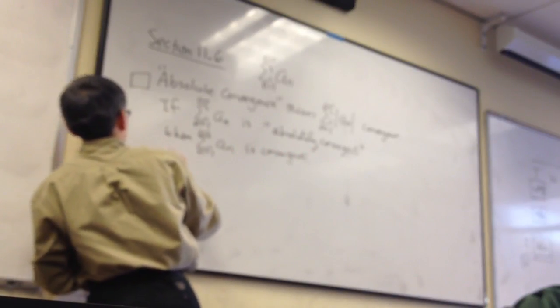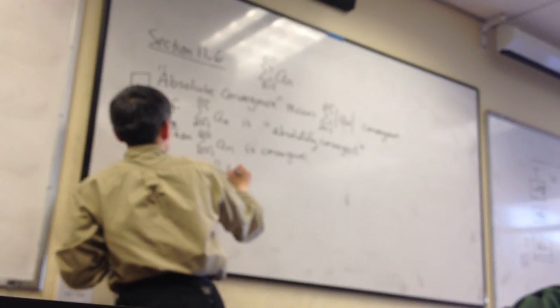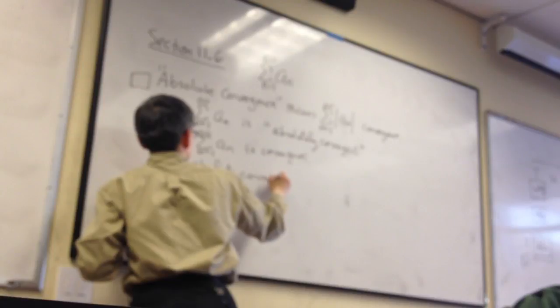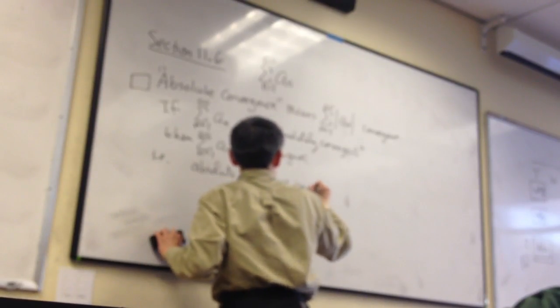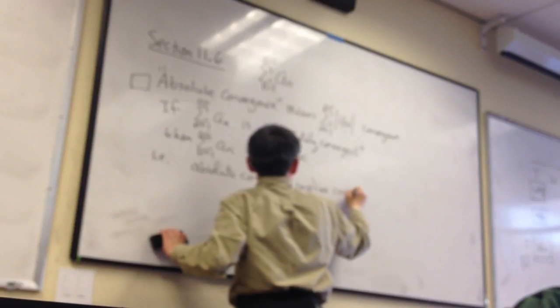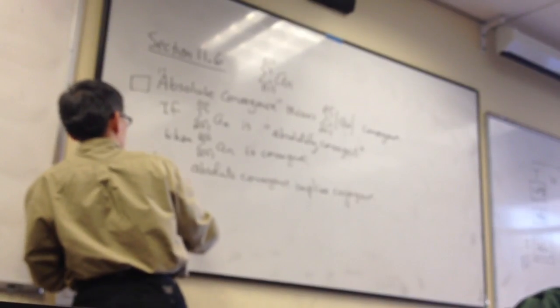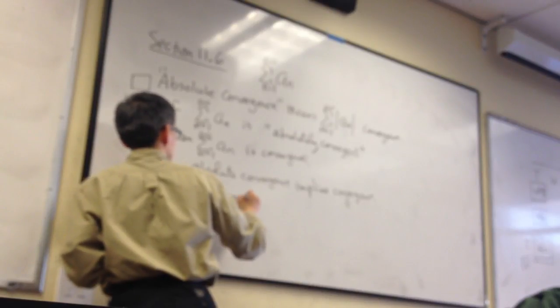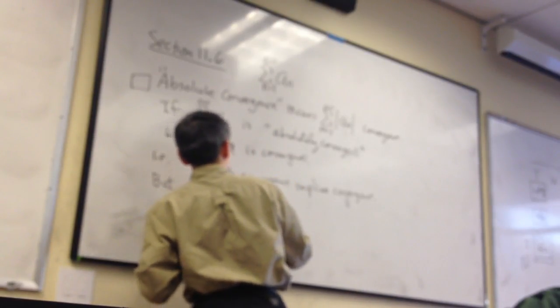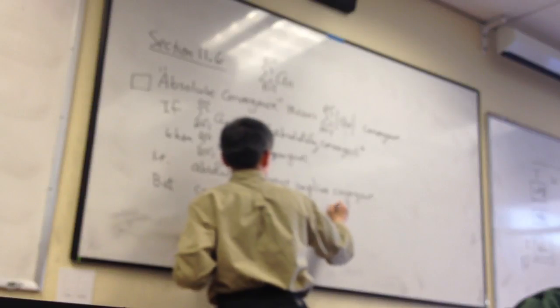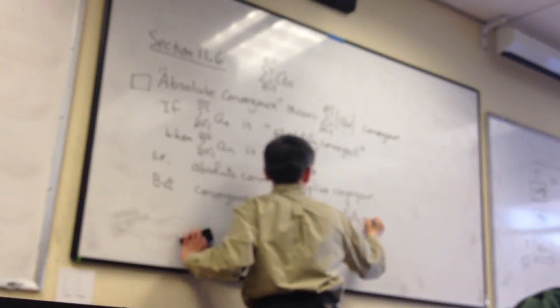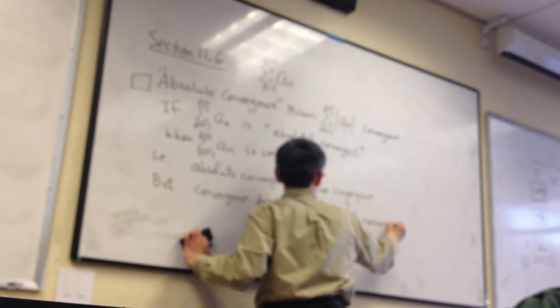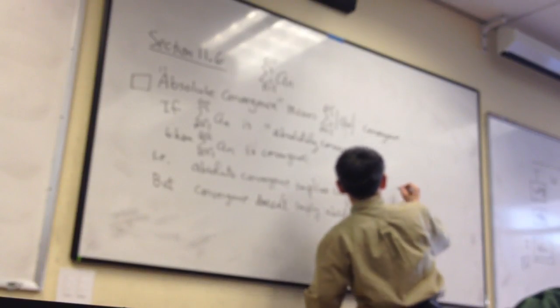So in other words, absolute convergence implies convergence. But convergence, if you just say convergence, doesn't imply absolute convergence. That's what we learned last time. Okay? So here is the example.